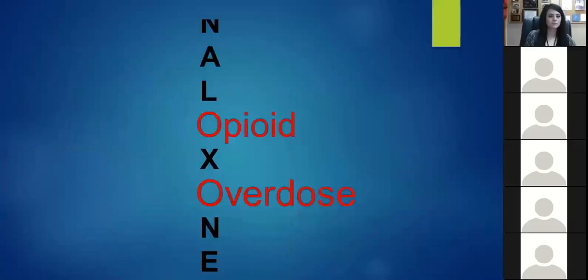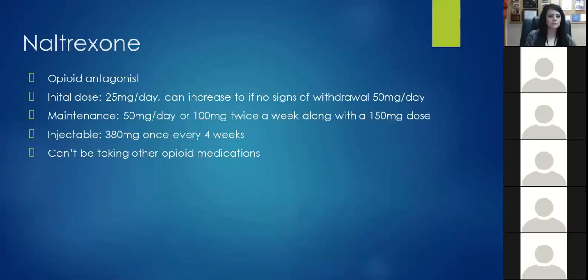So the way to remember it is that naloxone, which has 2 O's in it, is for opioid overdose. While naltrexone is used for long-term therapy, naloxone is only used in critical situations of patients that are overdosing, and it's to get them out of that withdrawal of overdose. So naltrexone is an opioid antagonist, like I discussed. It can be given orally, 25 milligrams a day, and then titrate up from there.